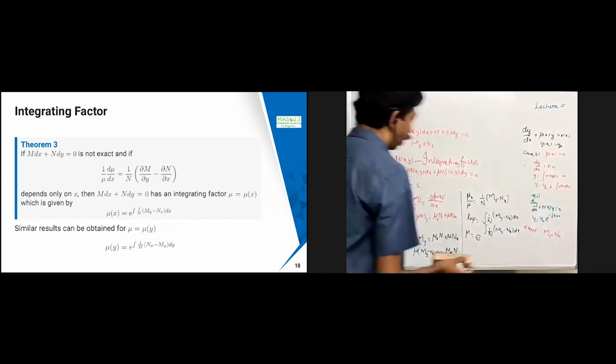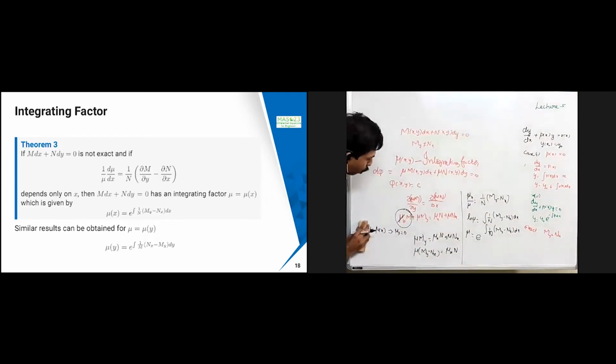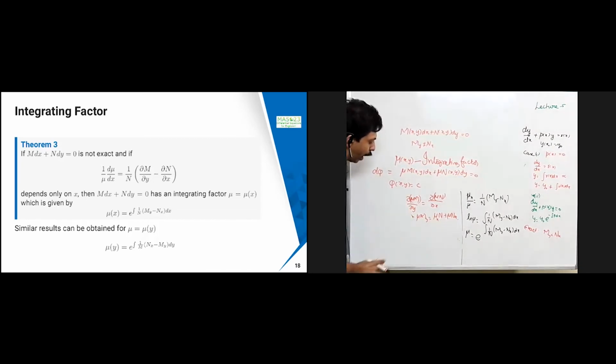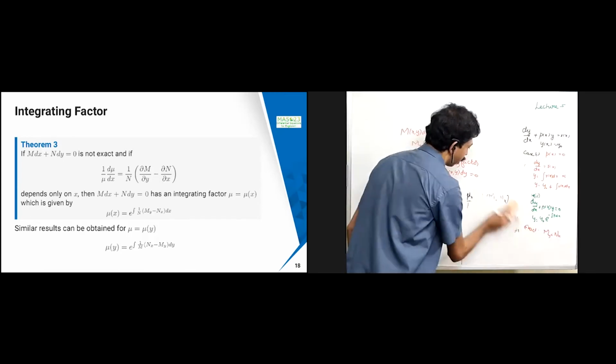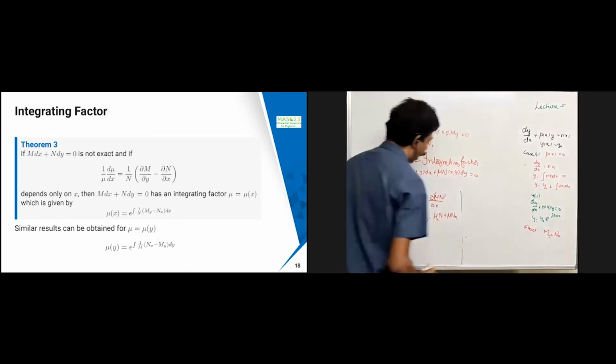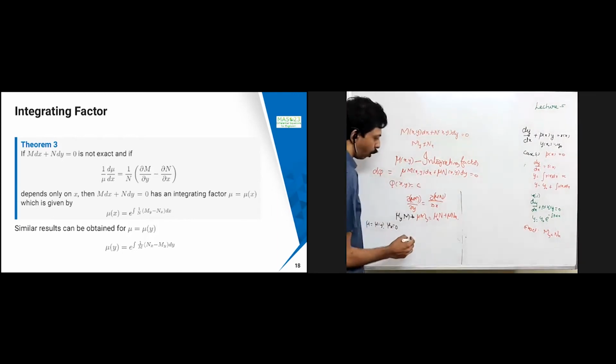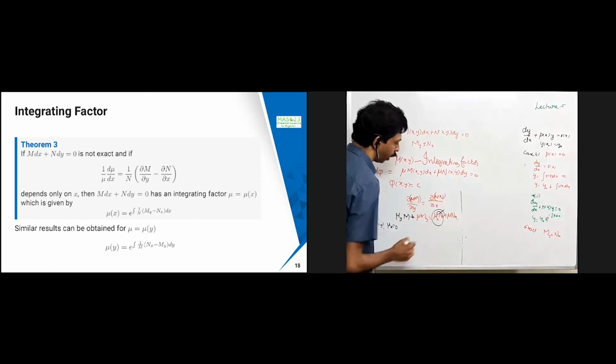Now let us go another way. Instead of this one, suppose I have the same thing, nu_y into m is there. I am going to erase this. Suppose nu is a function of y alone. In that case, nu_x is becoming 0, so this term is going to become 0.